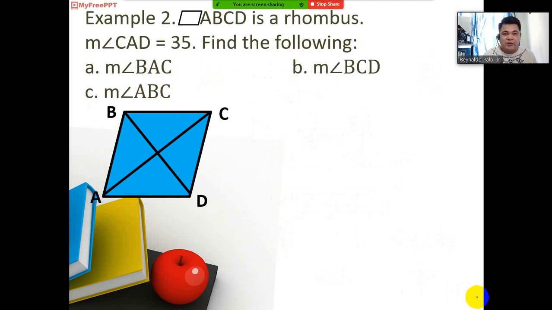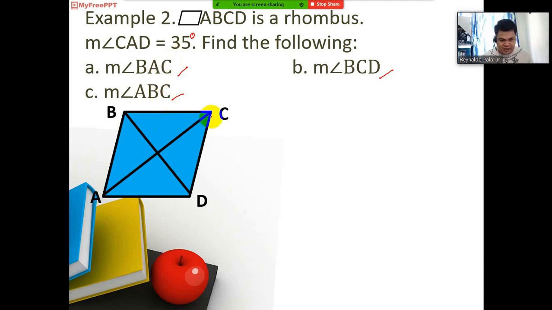Quadrilateral or parallelogram ABCD is a rhombus. In this specific example, they follow the different properties of a rhombus. That's why they call it a rhombus. Then the measurement of angle CAD is 35 degrees. Find the following: the measurement of angle BAC, the measurement of angle BCD, and the measurement of angle ABC. For you to easily answer this, guys, please make sure to write the specific measurement on the part of the illustration for you to easily solve it.